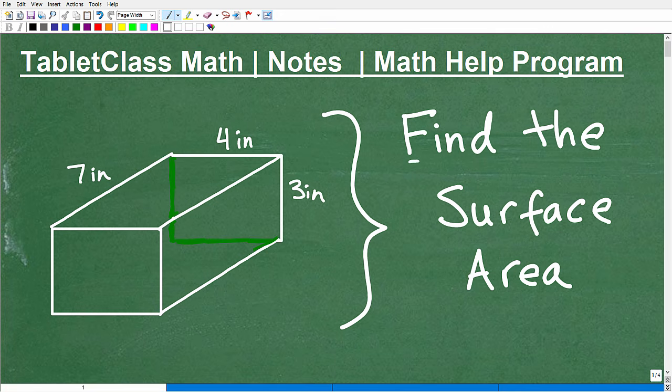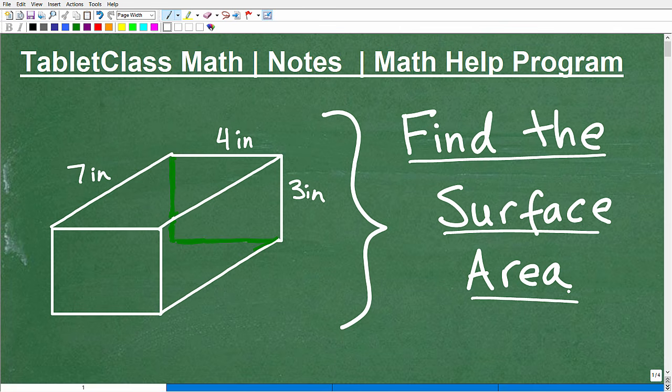Okay, let's find the surface area of this rectangular box. And obviously, this is the topic of this video. This particular topic, surface area, is brought up or taught at, let's say, the middle school level, certainly at the high school level of mathematics.